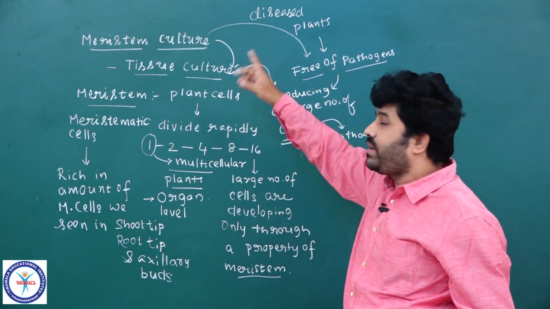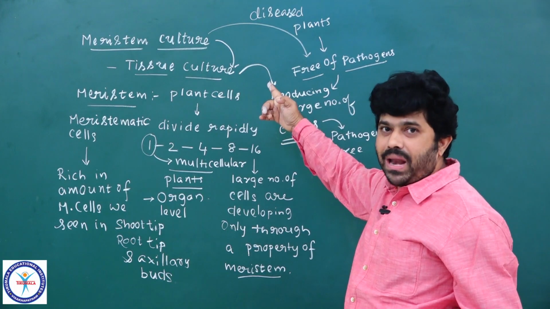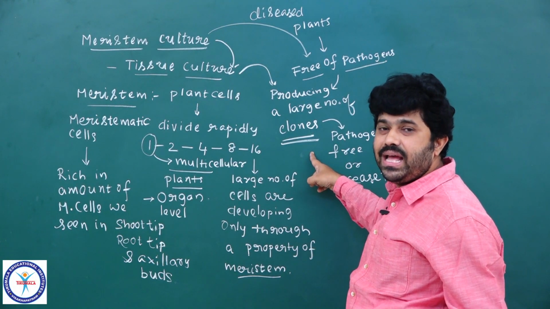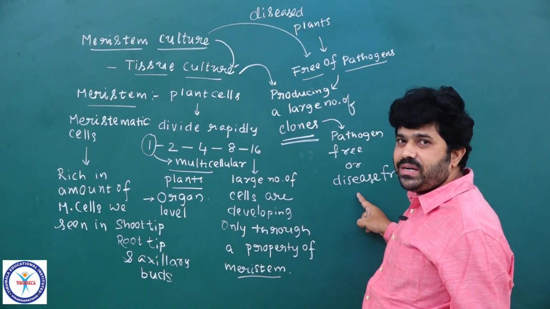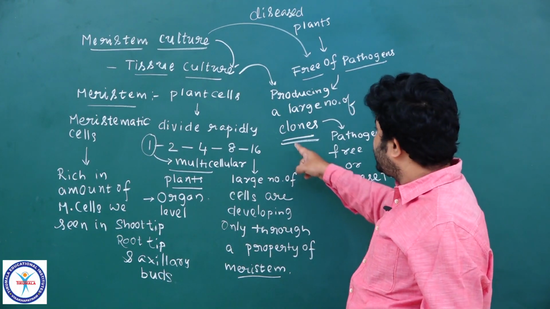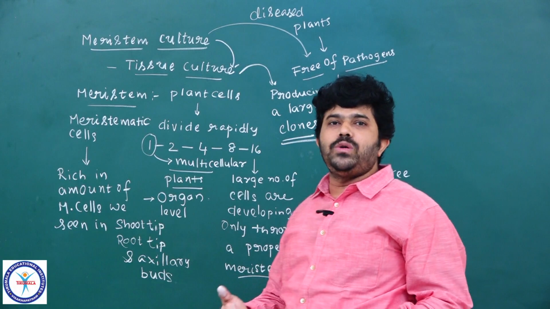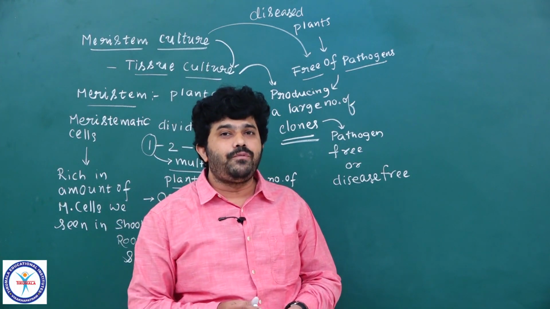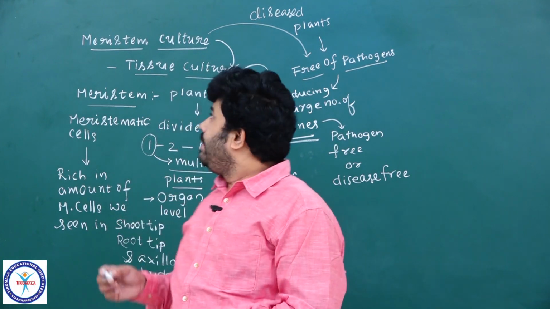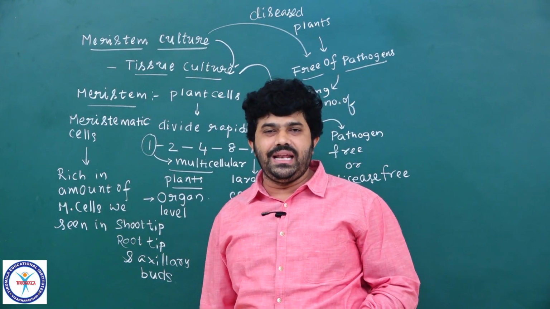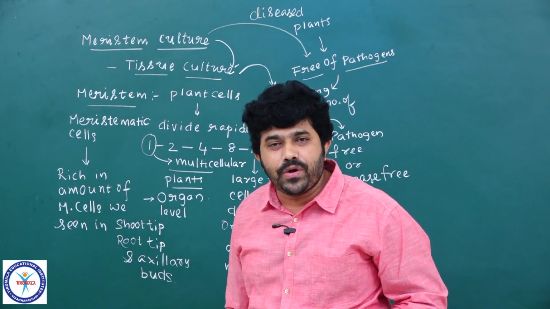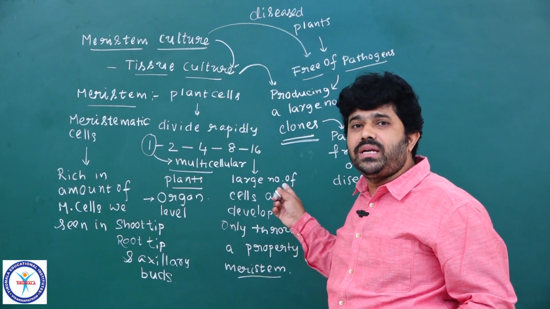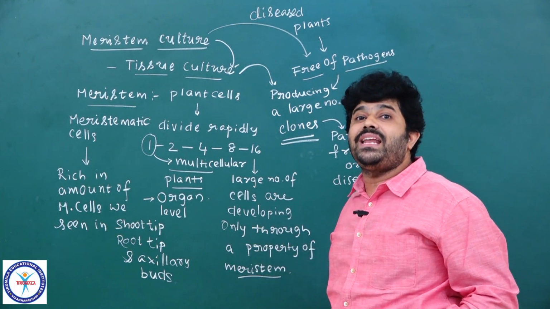For which character are we doing this method of plant tissue culture like meristem culture? For the production of young copies as plants, called clones, which are pathogen free or disease free. Now, got the point? Understood, students? So we are producing different clones free of pathogen and free of disease through the tissue culture method called meristem culture. Why should we produce clones without disease or pathogen for the production of desirable plants?